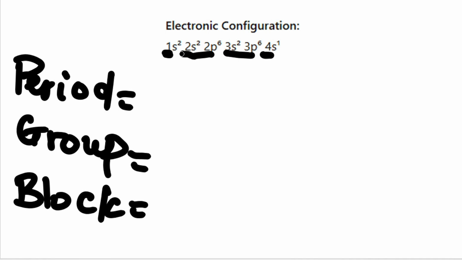So this is shell 1, this 2 orbital belongs to shell 2, this is shell 3, and then there's 4, so shell 4. So the largest number among the principal quantum numbers, the numbers here, tells you the period of the element. So here it is going to be in period 4, because the largest principal quantum number is 4, or the largest number of the shell is 4 over there. That tells you the period.